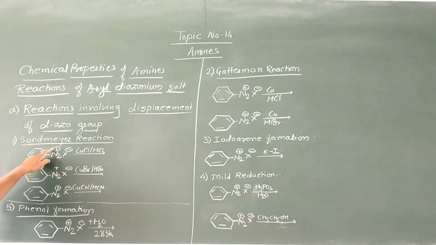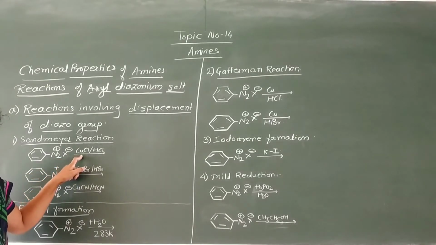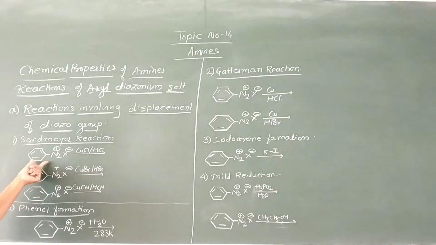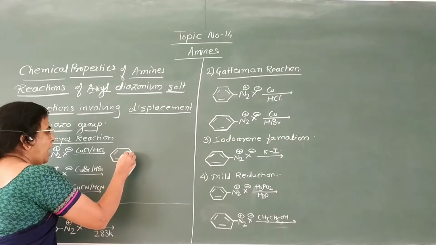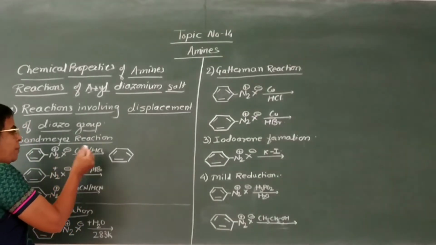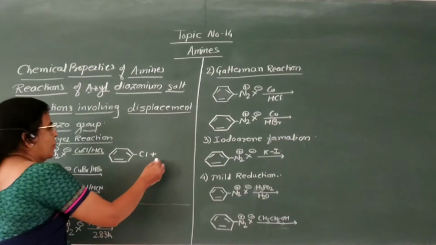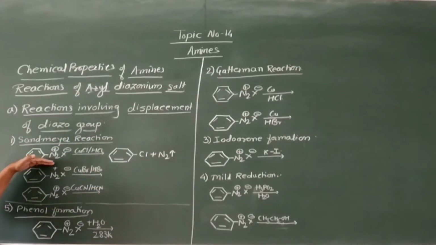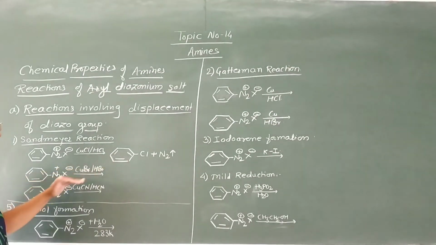Here N2 carries positive charge and X carries negative charge. This is salt. Now when this compound is treated with cuprous chloride, that is CuCl plus HCl, then formation of chlorobenzene takes place. That is, this N2X is replaced by Cl plus N2 is removed. This is the chlorobenzene, that is, formation of this haloarene, that is chlorobenzene, takes place.